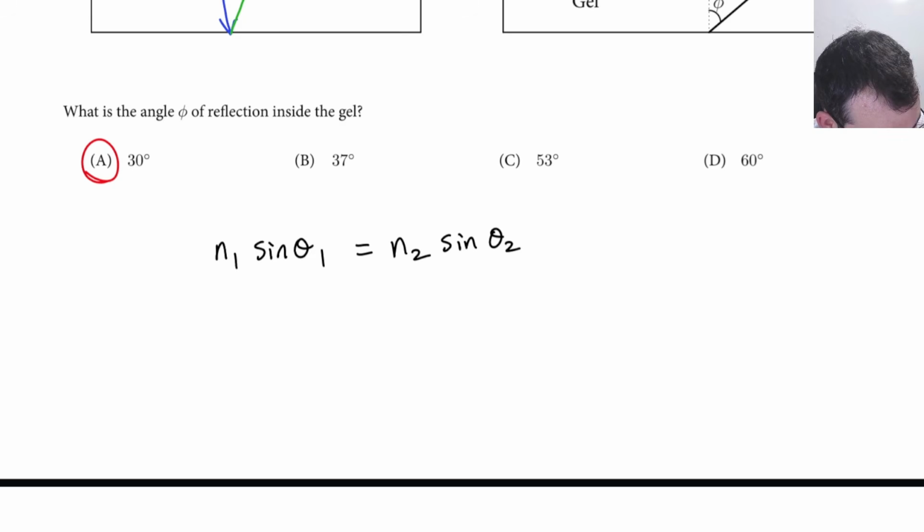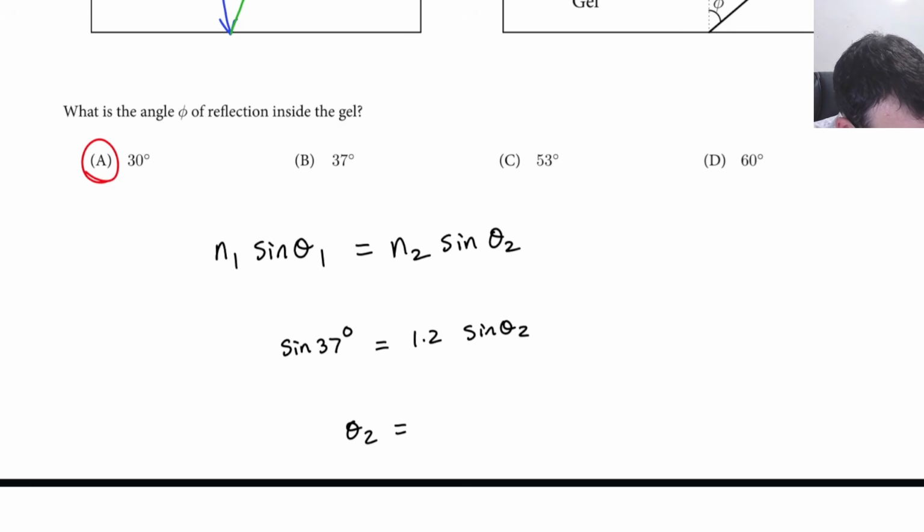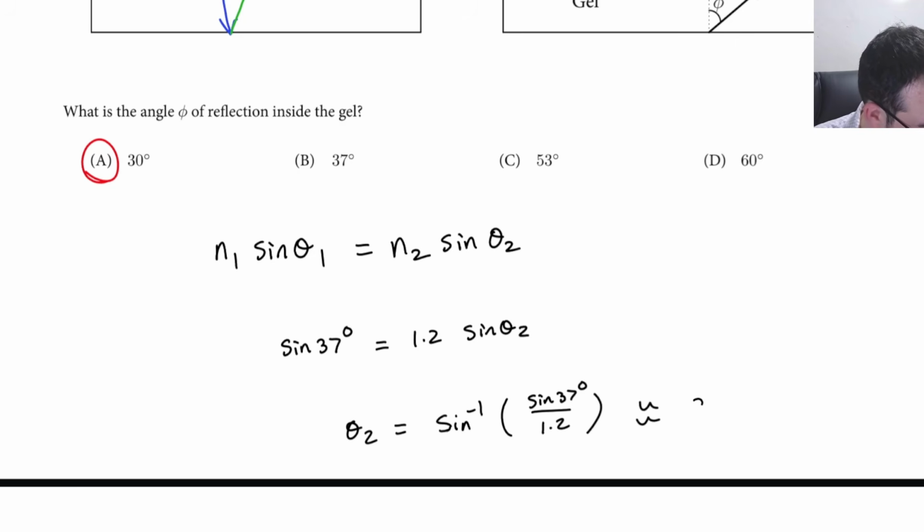So we'd get sine 37 degrees equals 1.2 times sine theta 2. So theta 2 is just the inverse sine of 37 degrees divided by 1.2. And that's roughly 30 degrees, just to check.